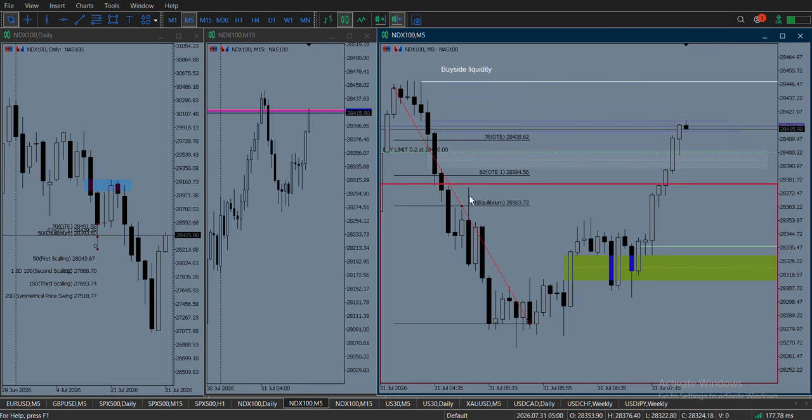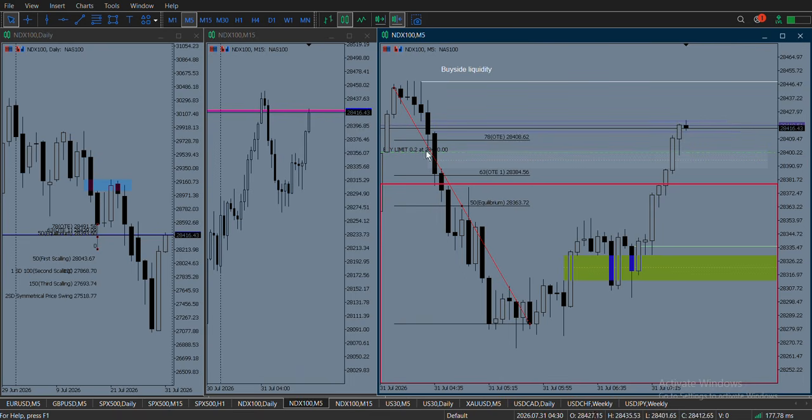I don't want to see price spending time at this wick here. So I want to see price run higher, and it does the same exact thing here. So it's going through that point in price action first, and what does it leave behind? An inefficiency that it never trades into. So this to me is very bullish.